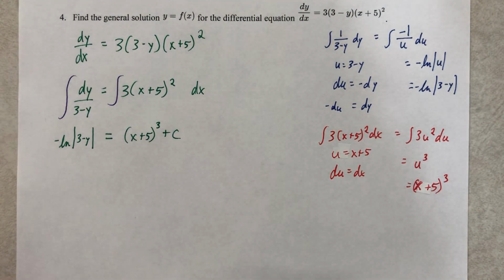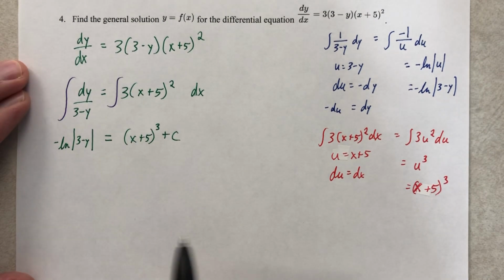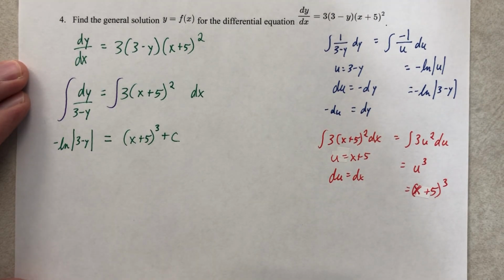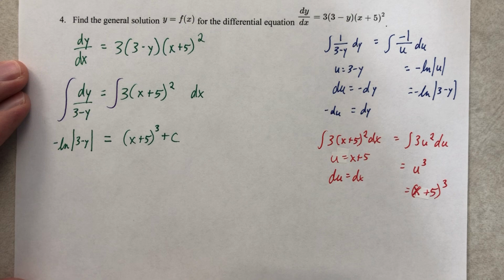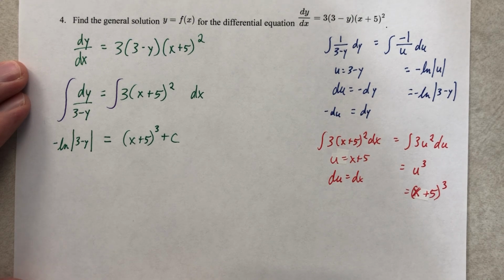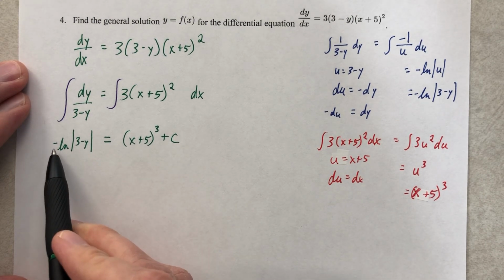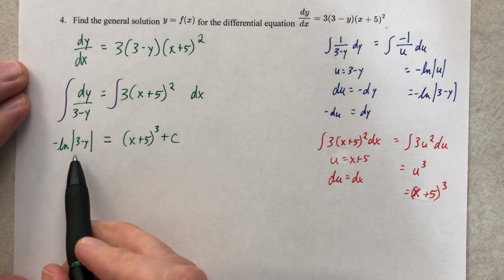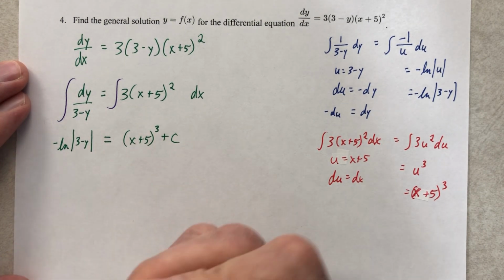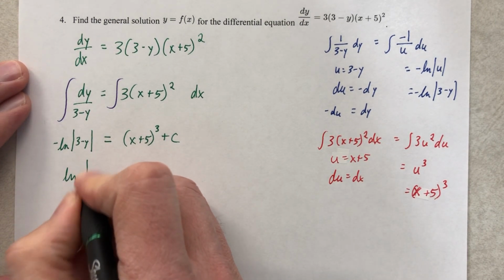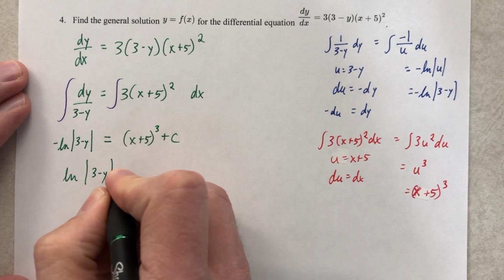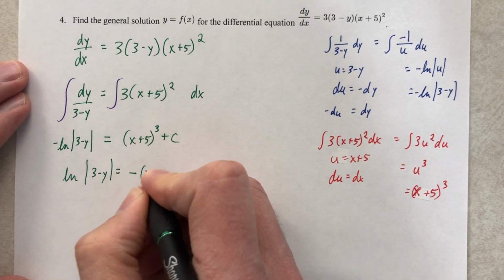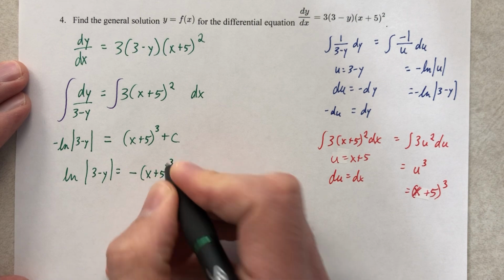Don't forget your c. Again, we're finding the general solution, so we need to solve this for y. I think the next thing for us to do is to get rid of that negative in the front that popped up because of the chain rule, u substitution, I should say. Natural log of the absolute value of 3 minus y equals negative (x plus 5) to the third.